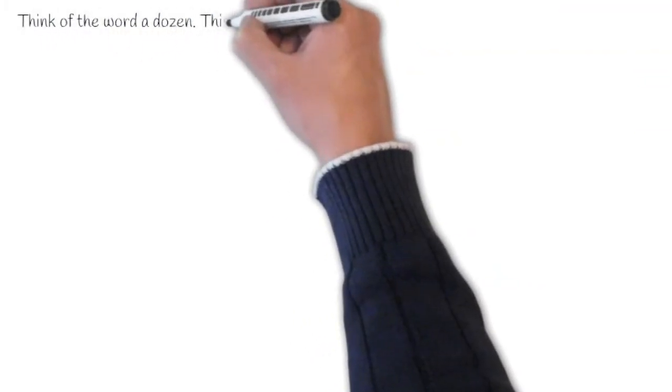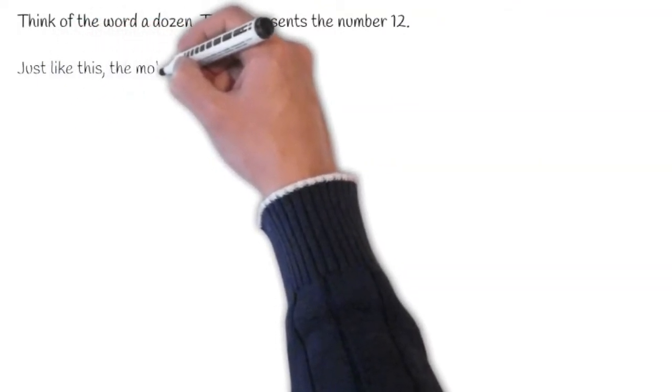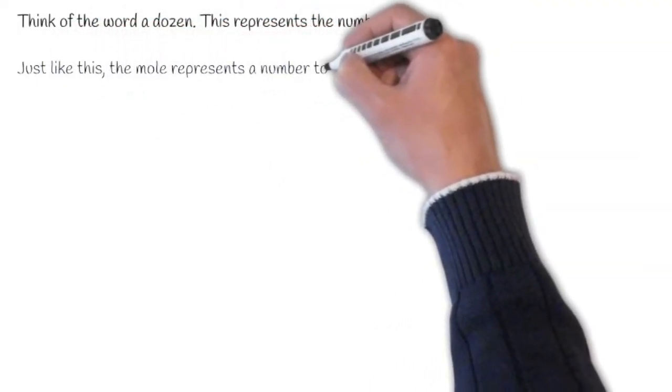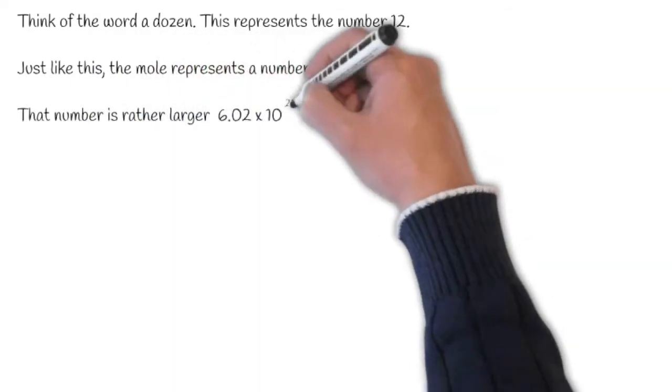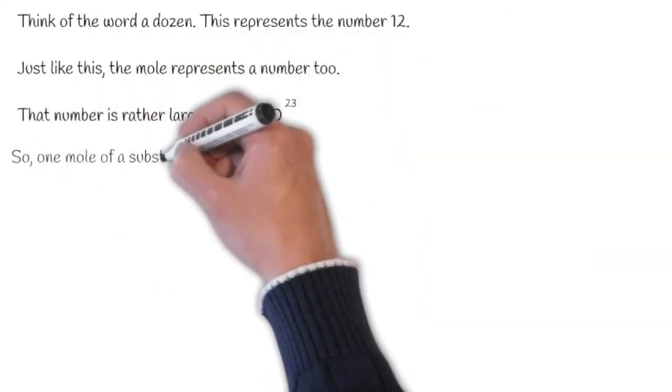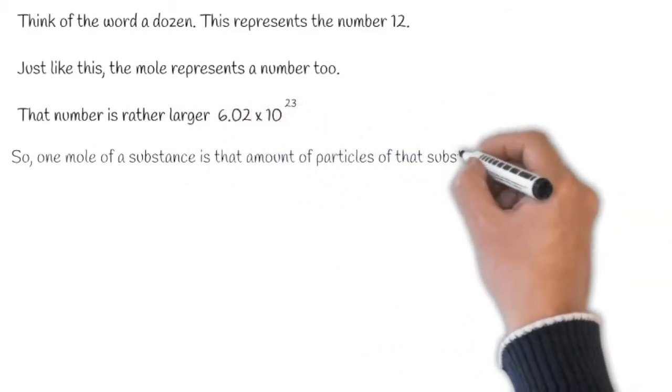Think of the word a dozen. It represents the number 12. Just like this, the mole represents a number. That number, however, is rather large: 6.02 times 10 to the power of 23. So 1 mole of a substance contains that amount of particles.